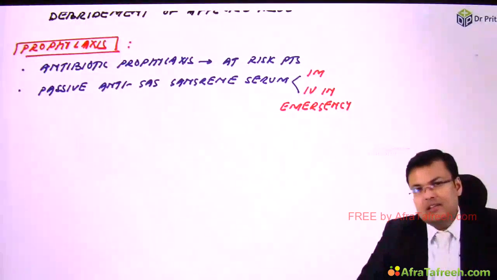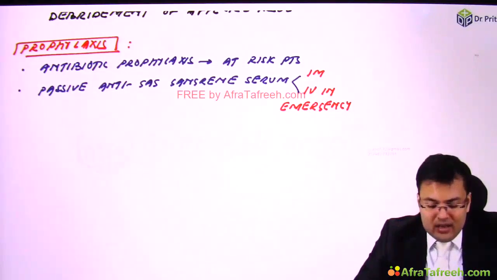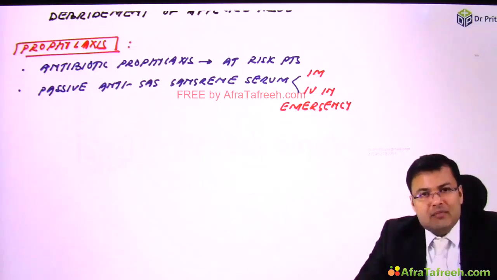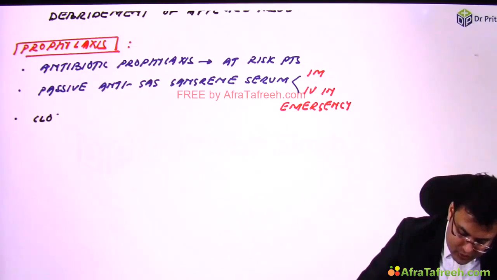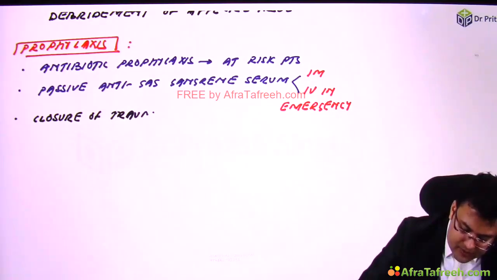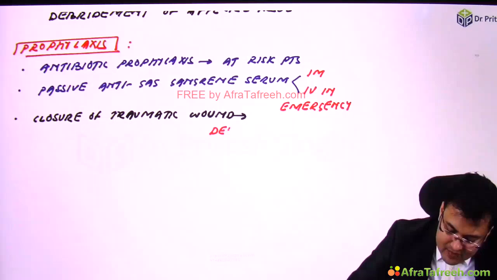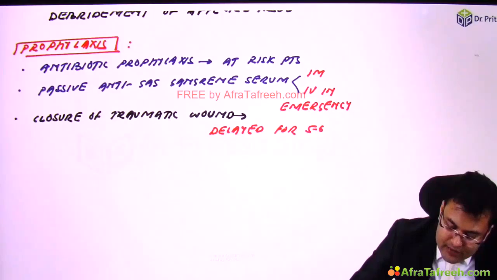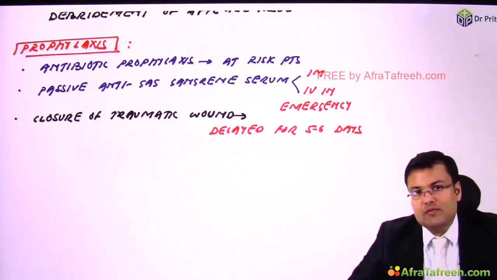And whenever there is a traumatic wound where we can see that contamination is there, the closure of that contaminated wound should be delayed for 5 to 6 days. So these are the various measures used for prophylaxis of gas gangrene.